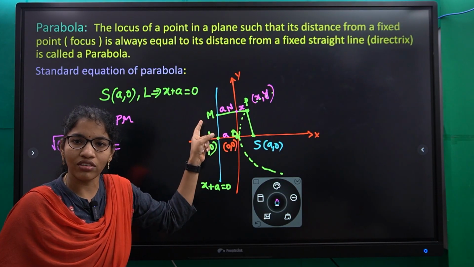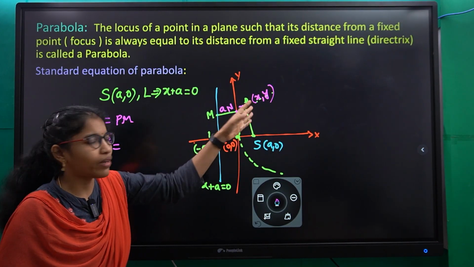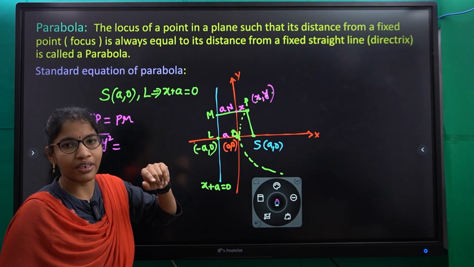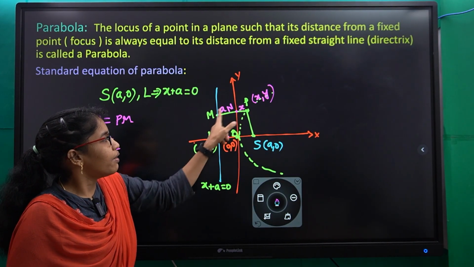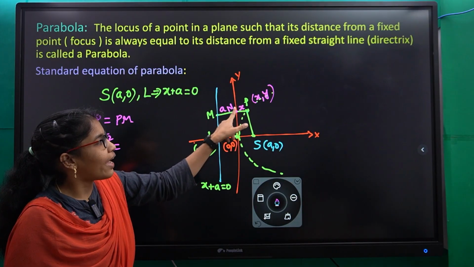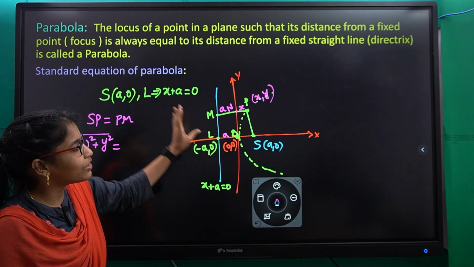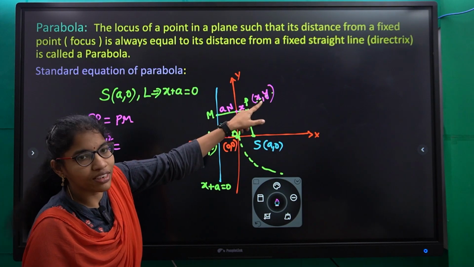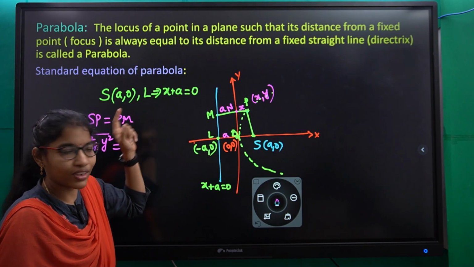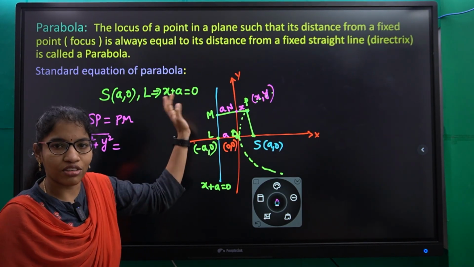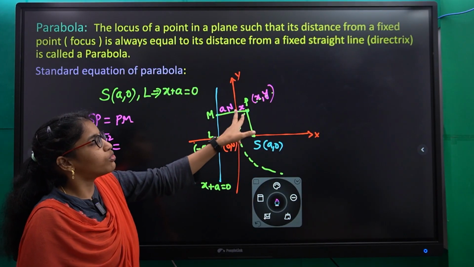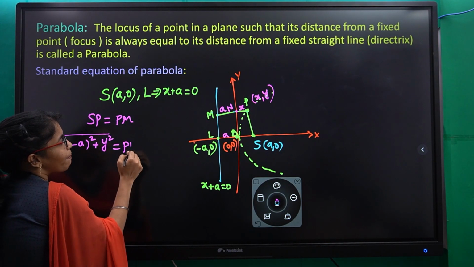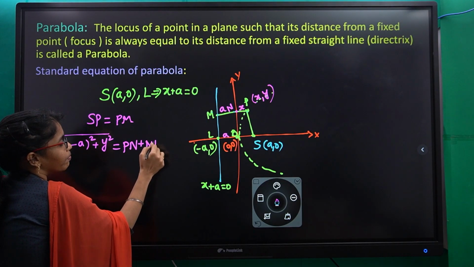Because you don't know the coordinates of M. If you know the coordinates of M, then you can find PM directly, same as the distance between 2 points. But you don't know the coordinates of M here. So for that I am taking PM equals to how much? x plus a. Otherwise you can take it like this: the x coordinate is minus a and the y coordinate is y only, right? So like that also you can take the distance between 2 points. But here if you observe, this is x plus a. So PM I can write as PN plus NM.